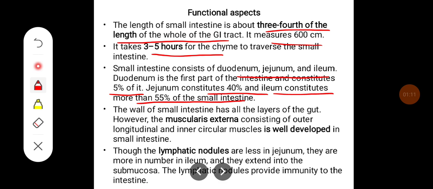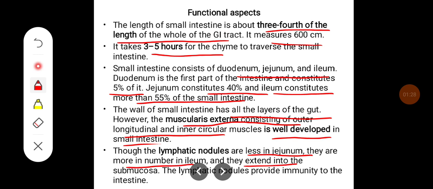The wall of the small intestine has all the layers of the gut. However, muscularis externa, consisting of outer longitudinal and inner circular muscles, is well developed in small intestine. Though the lymphatic nodules are less in jejunum, they are more in number in ileum and they extend to the submucosa. The lymphatic nodules provide immunity to the intestine.